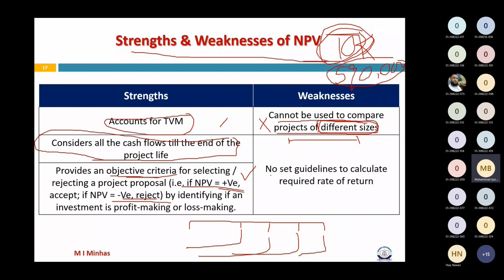Then, another problem with using NPV here, you should use some common sense, I think. Yes, sir. But for that we have a technique actually. That is PI. We'll be covering that in our next topic, right?